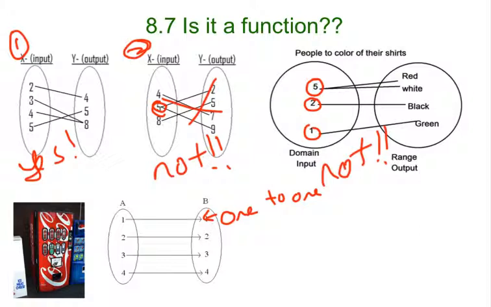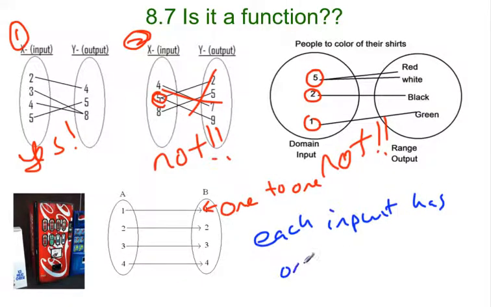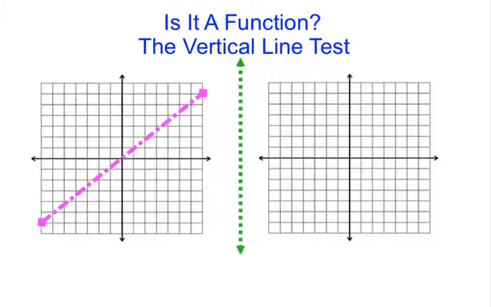So what makes a function a function? Well, it's when there is one output for each input. Whoops, sorry about that. Each input has one output. Each input has one output. Great. Well, let's look at another example of what this could look like.